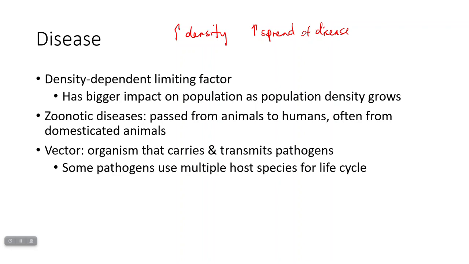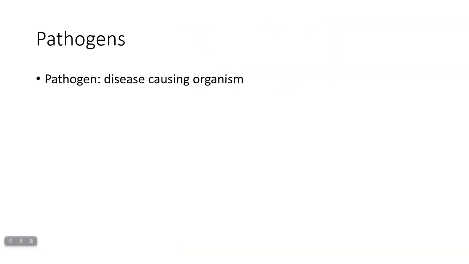Some pathogens do use more than one host species for their life cycle. And if you're studying infectious disease and how it spreads, you'll need to know all the host species for a particular pathogen. Like, for example, if it's carried by mosquitoes, okay, you need to try and get rid of mosquitoes to reduce the spread of that disease. Is it carried by a specific species? And kind of what the life cycle of that species is.